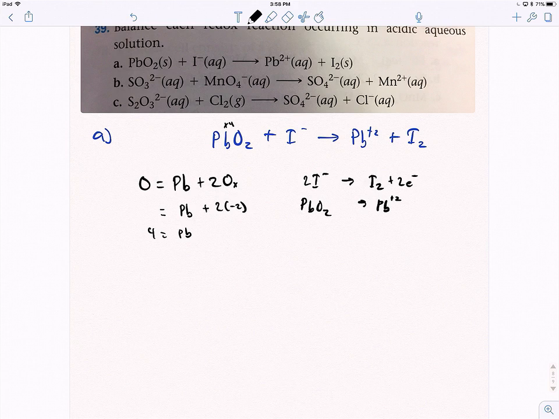So lead goes from plus four to plus two, so how many electrons does it need to do that? So backing up, when you have just plain old lead metal, this means it has all its electrons. Lead plus two means it's lost two electrons, right? And lead plus four means it's lost four electrons. So you have to add two electrons there. Okay, so now you have that 2 and 2 actually is balanced.